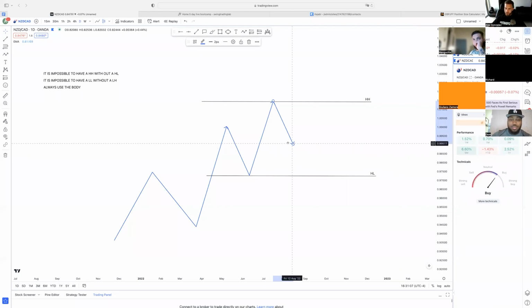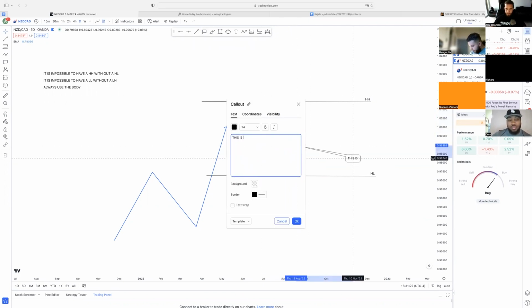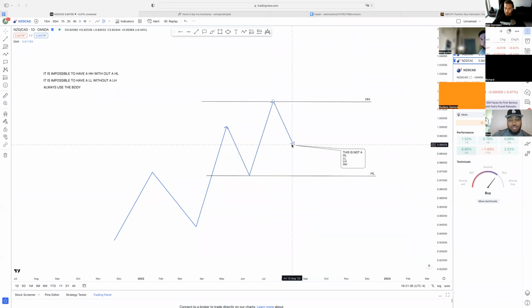All right. So this point right here is currently nothing. It is not a structure point. This is not a higher low, lower low, or lower high. You guys wrote so many different things, like higher high. This is none of that. This is literally nothing, because as of right now, we don't know what this is going to do.